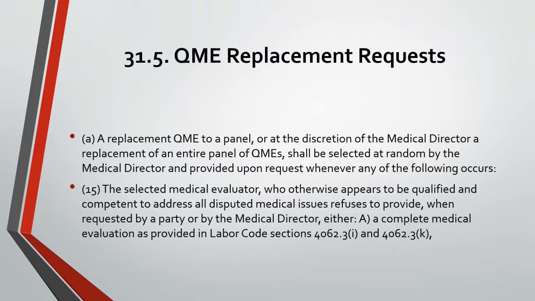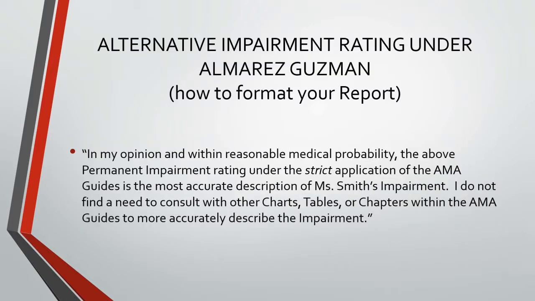So in your report, what if you think that an alternative impairment rating for your examinee does not apply? How can you describe this in your report and show that you complied with considering an alternative impairment rating in the case? So even if you do not use an alternative impairment rating to describe the examinee's impairment, you still need to show the parties that you considered the range of impairments that could be applicable to the examinee.